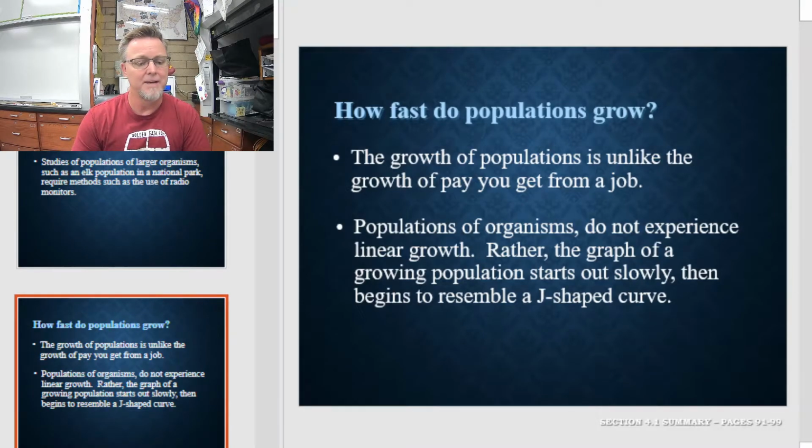Nature doesn't grow that way, okay? There's no guaranteed year after year that X number of individuals are going to be added to a population. In nature, we don't see linear growth. We see growth that experiences a little bit of a lag phase, followed by exponential growth, and then some sort of cap later on. So let's talk about those pieces.